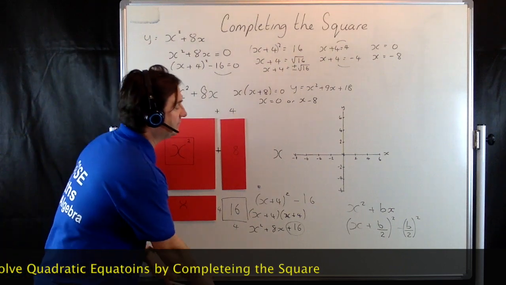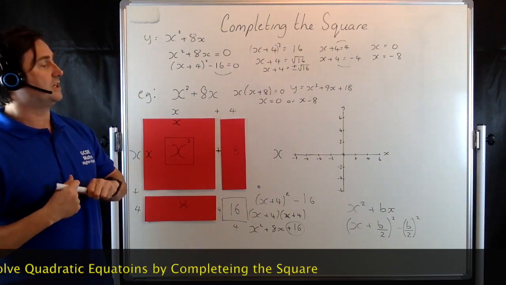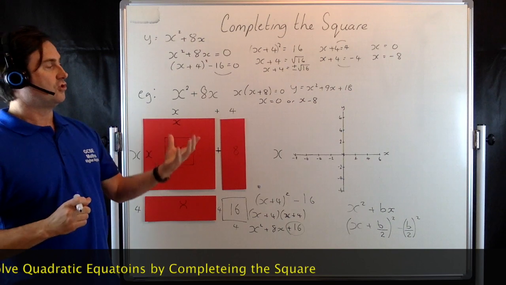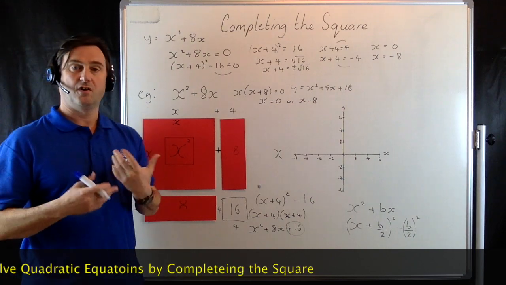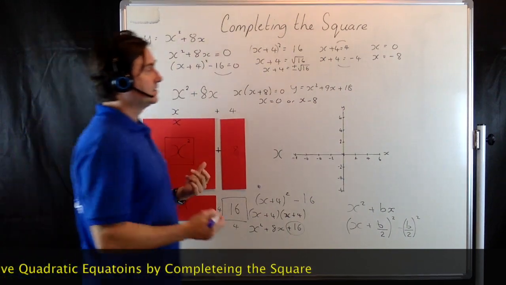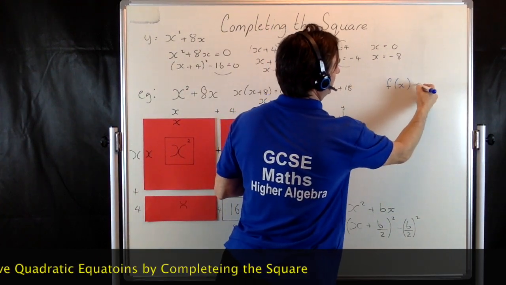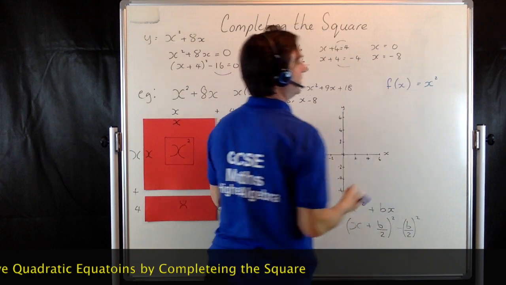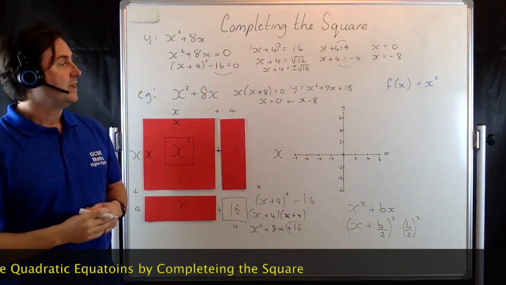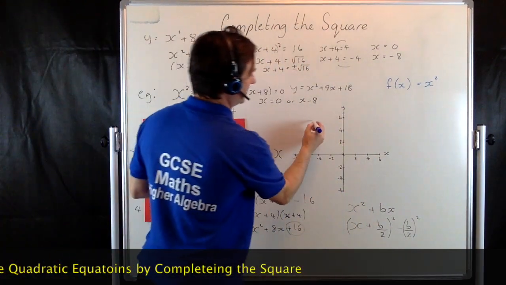In order to do that, I'm going to look at drawing the original curve of y equals x squared. So I'm going to say we write it as a function. So f of x is going to equal x squared. And then I'm going to just sketch that on there.